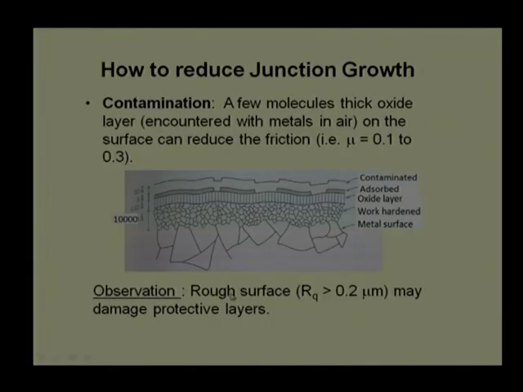In this case, we believe that if there are two surfaces, and one surface has a coating with this kind of layers while the other surface has high hardness with high surface roughness, this may damage the protective layer. That means if the surface roughness is very high, there is a possibility of damaging those protective layers and increasing the coefficient of friction. We do not want that kind of thing. That is why we always prefer low surface roughness as well as some protective layer.